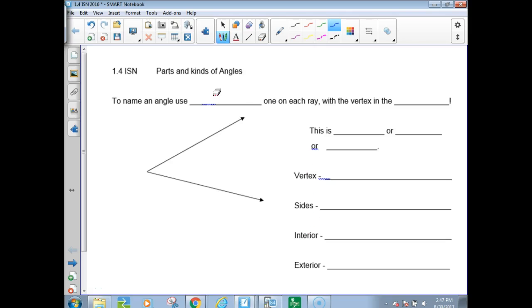In our ISN, we're going to do some of the 1-4 notes. I'm not going to complete all of it today, but after that, we're going to go back and look into the 1.1 to 1.3 packet to do some review for our quiz tomorrow.